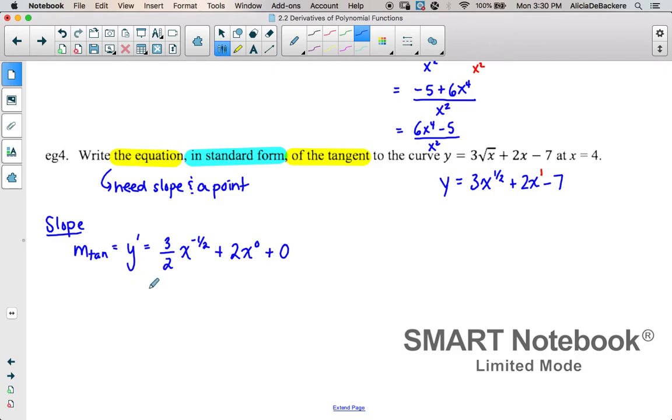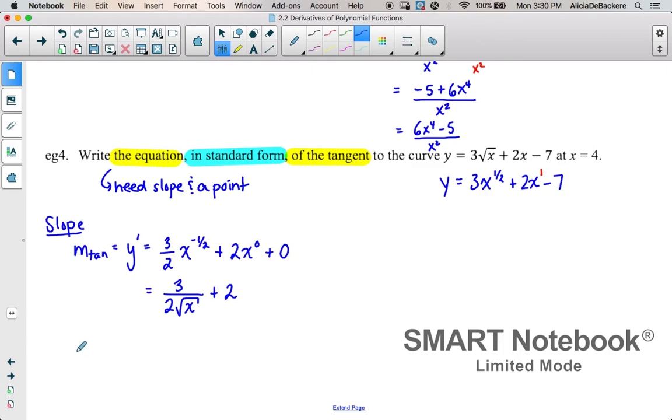So I can simplify this. I technically don't have to in this question because they are giving me an x value to work with. But I'm going to simplify just for practice. I have a negative exponent, which tells me that I need to move this x base down to the denominator. And then I also have a fractional exponent, which tells me to change it into a root. And then over here, 2 times x to the 0, that's 2 times 1, or just 2.